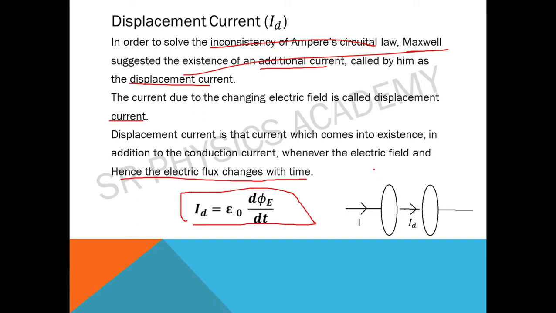Let us take a capacitor. If current I is passing through it, I can also be written as I is equal to IC. Then the current which passes in this gap will be equal to the displacement current, which is ID.